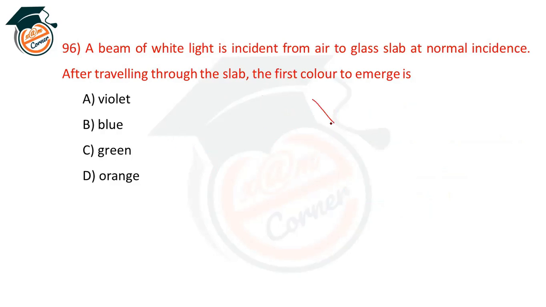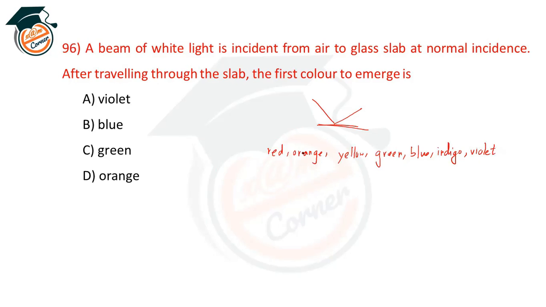When a light beam is incident from air to the glass slab at normal incidence, the colors that emerge are in the form of red, then orange, then yellow, then green, then blue, then indigo, and then violet. It is the formation of the colors.